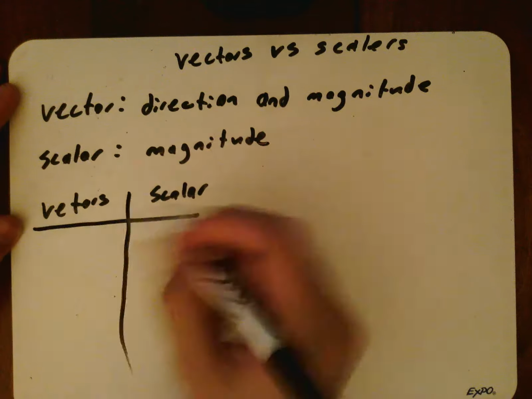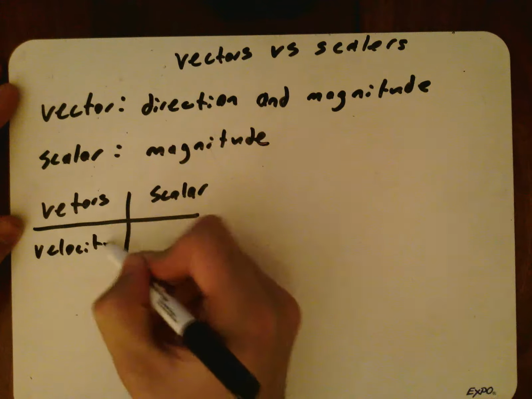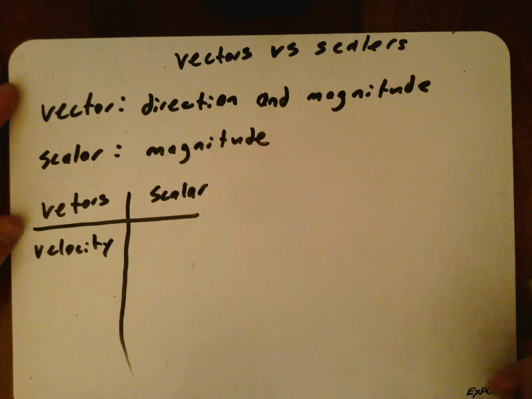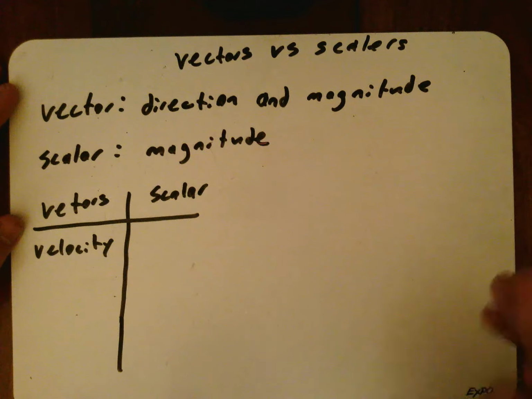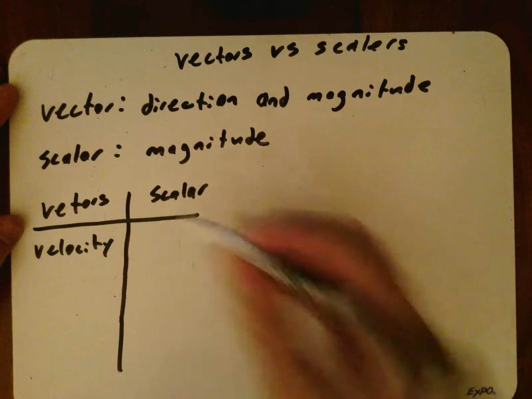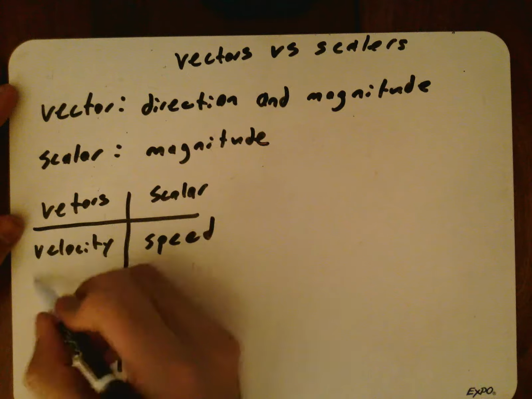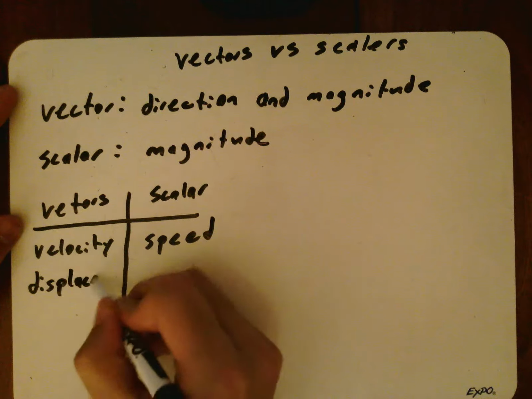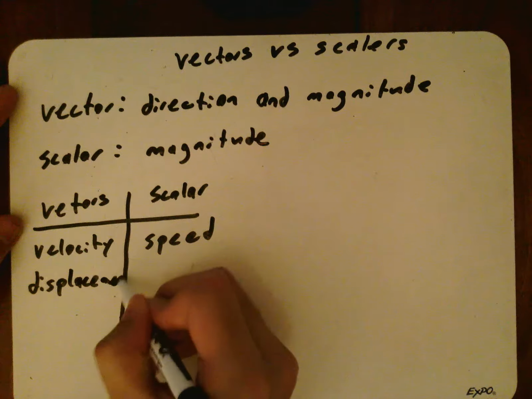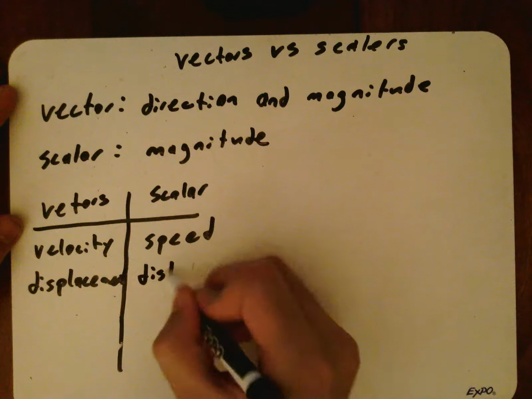okay, velocity is a vector. Right? It has a speed and a direction. Okay, so my scalar for velocity would be speed. Displacement also has a direction. Right, and the scalar quantity of that is distance.